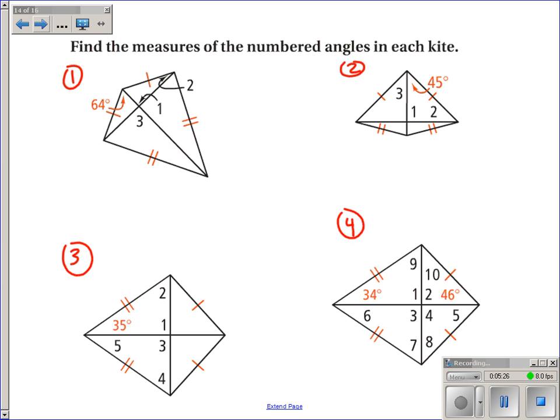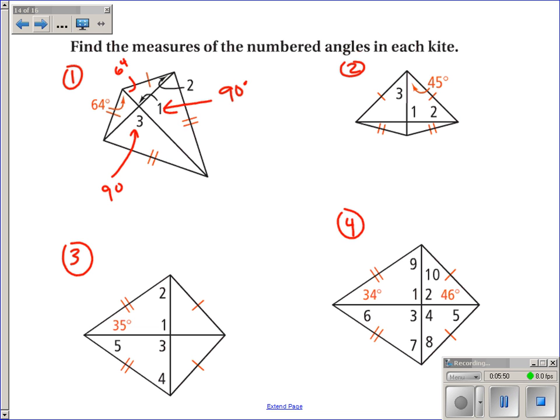Okay, so I know that this angle is 64. Now, angle 1 and angle 3 are pretty easy because I know that the diagonals are perpendicular. So the measure of angle 1 is 90 degrees, and the measure of angle 3 is 90 degrees. Okay, now I just talked about the fact that the middle diagonal bisects the angles. So this angle right here is also 64.